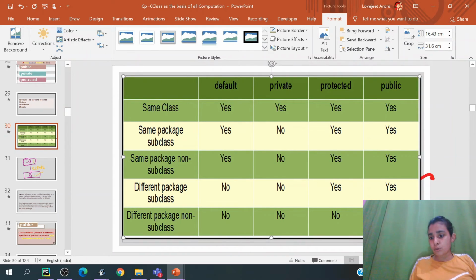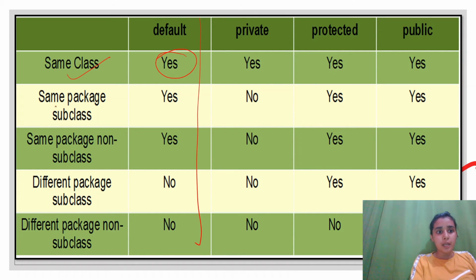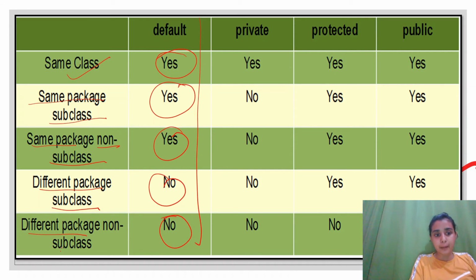See what we have done there. Same class, yes, it is accessible, default. Same package, subclass, yes, it is accessible. Same package, non-subclass, yes. Different package, subclass, no. Different package means the other package, even if it is a subclass or not, it is not accessible. That is accessible only in the same package.